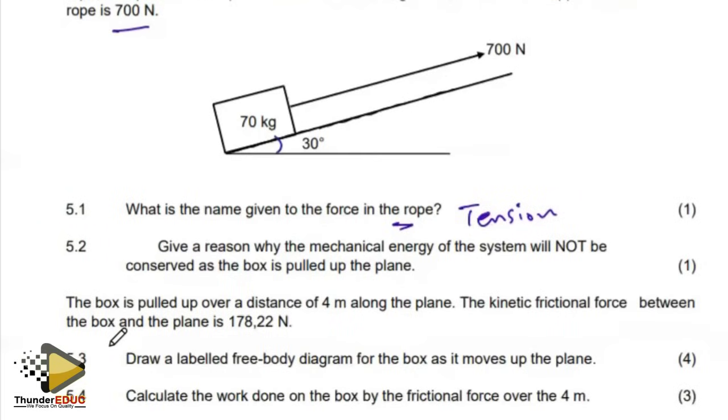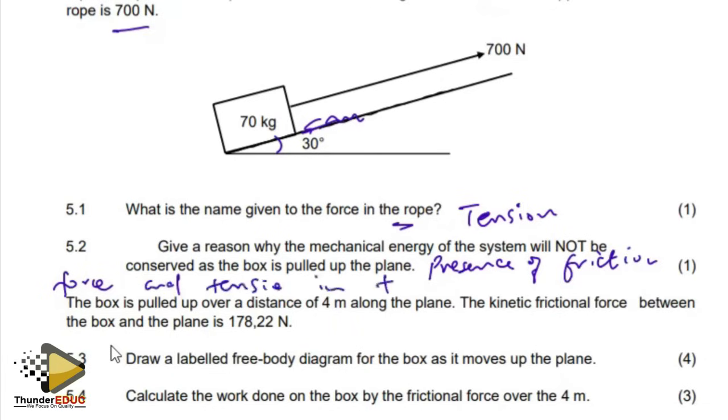Then 5.2, give a reason why the mechanical energy of the system will not be conserved as the box is pulled up the plane. So the reason for this is that the surface is rough. As you're trying to pull it up, friction is trying to pull the box downwards. So in that way, you'll have to cover up for the losses. So we can say that the presence of the frictional force, we can also say the tension in the system. Both tension and frictional force will have an effect on that.